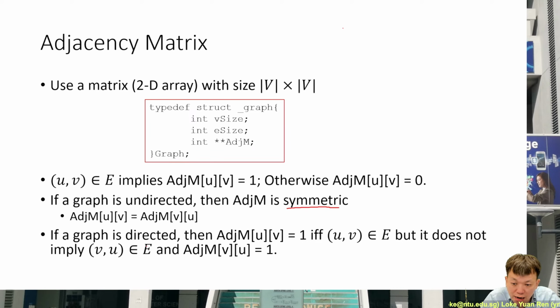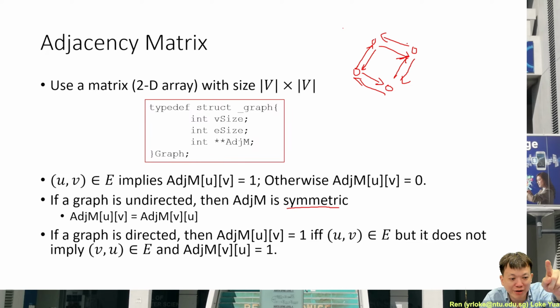If a graph is directed, then it may not be symmetric. If they are symmetric, which implies that this directed graph definitely looks like this: all the nodes are bidirectional. If you have such a graph, you expect that your adjacency matrix is symmetric. Only in this scenario is it symmetric. Otherwise, it will not be symmetric.